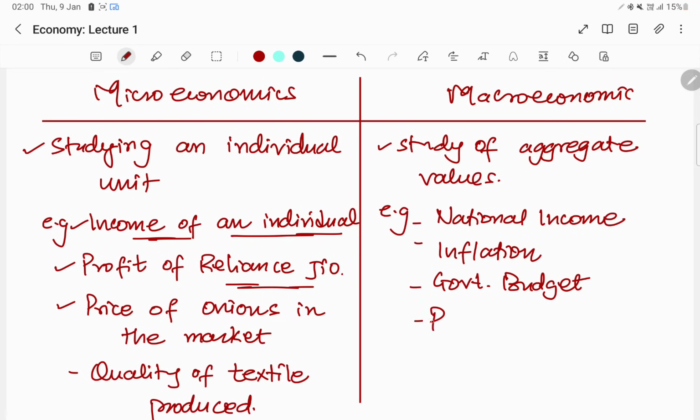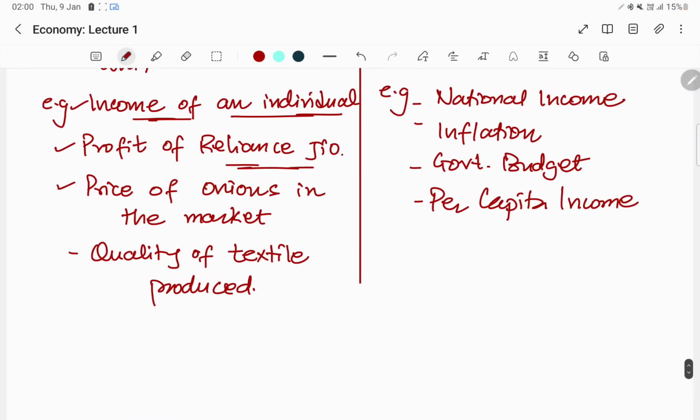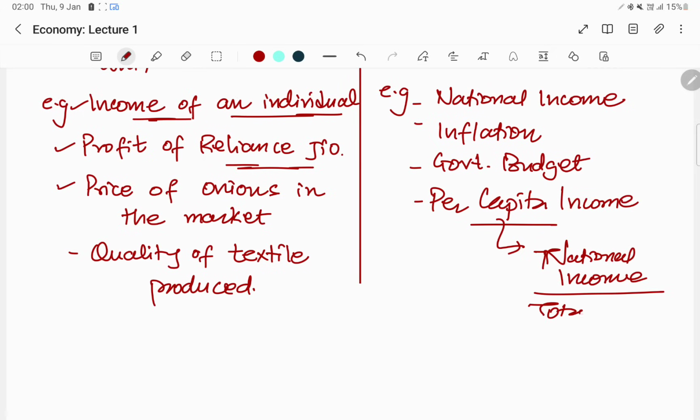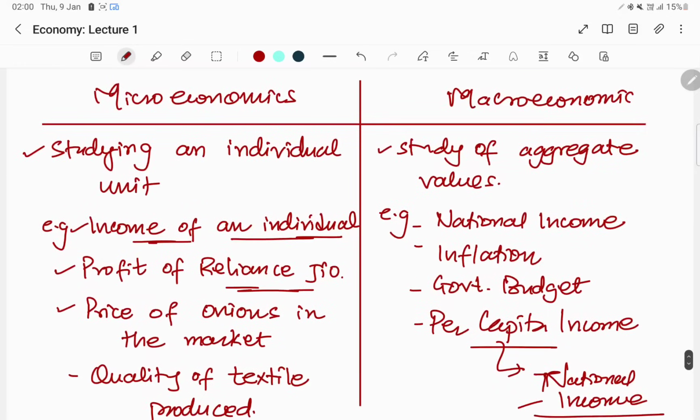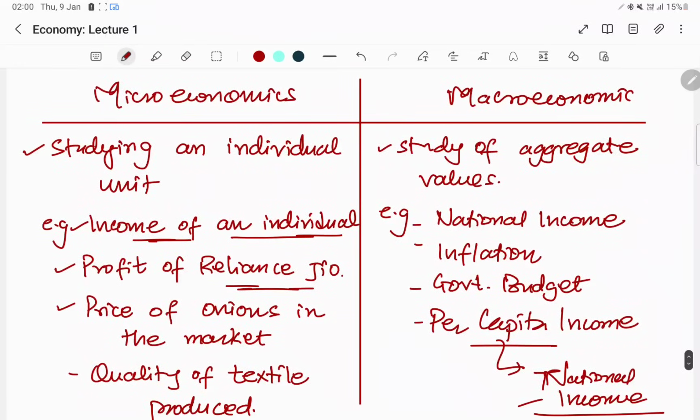Macroeconomics. Per capita income. But you may say per capita income is related to what? Per person income. But how do we calculate per capita income? National income divided by total population. Now, these things are what? Aggregates. National income is an aggregate. Total population is an aggregate. So per capita income is also a part of aggregates, and hence its study comes under macroeconomics. So these are two ways to study, micro as well as macro.